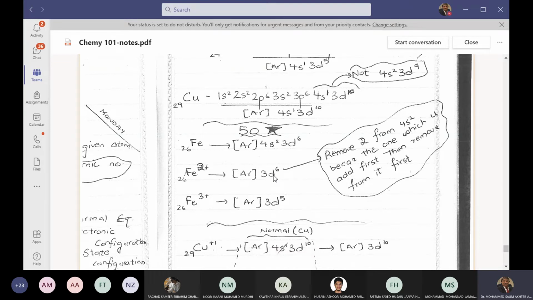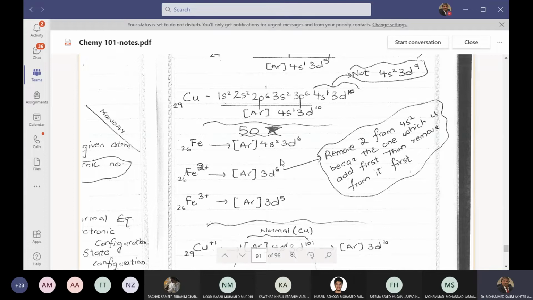Some people make this big mistake. They take 26 minus 2, 24, and then they start writing the electron configuration. No, no, no. Don't do that. Never ever do this. Write down your normal configuration, and from your normal configuration you can remove the number of electrons, either +1 or +2 or +3.